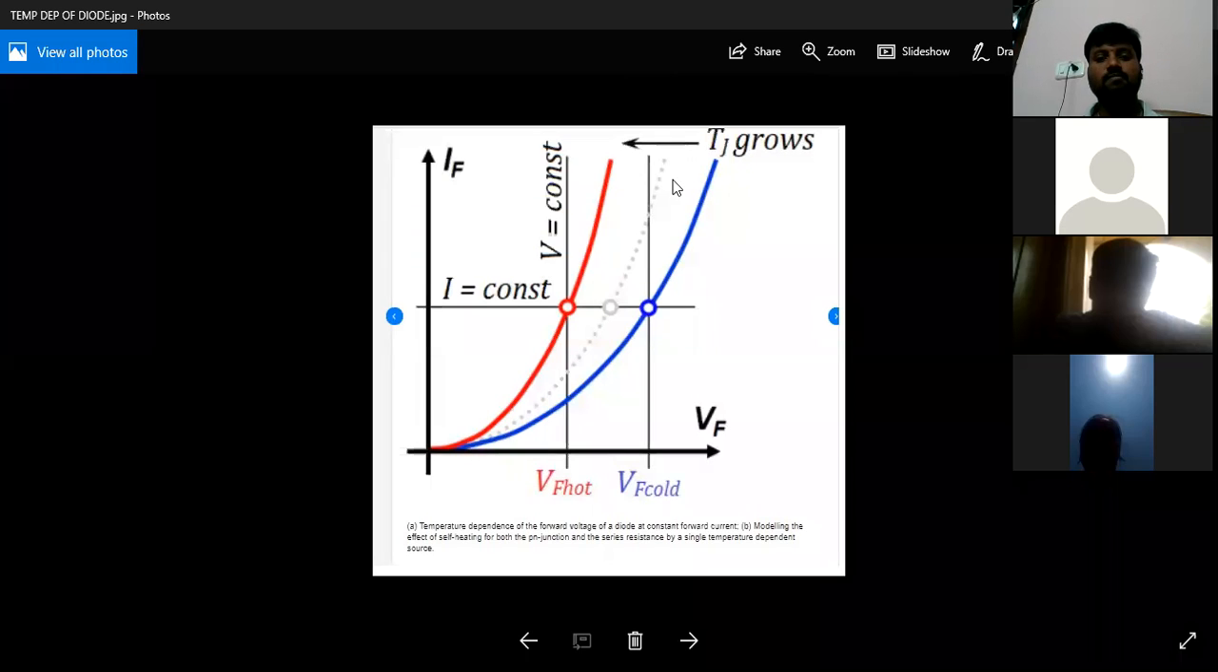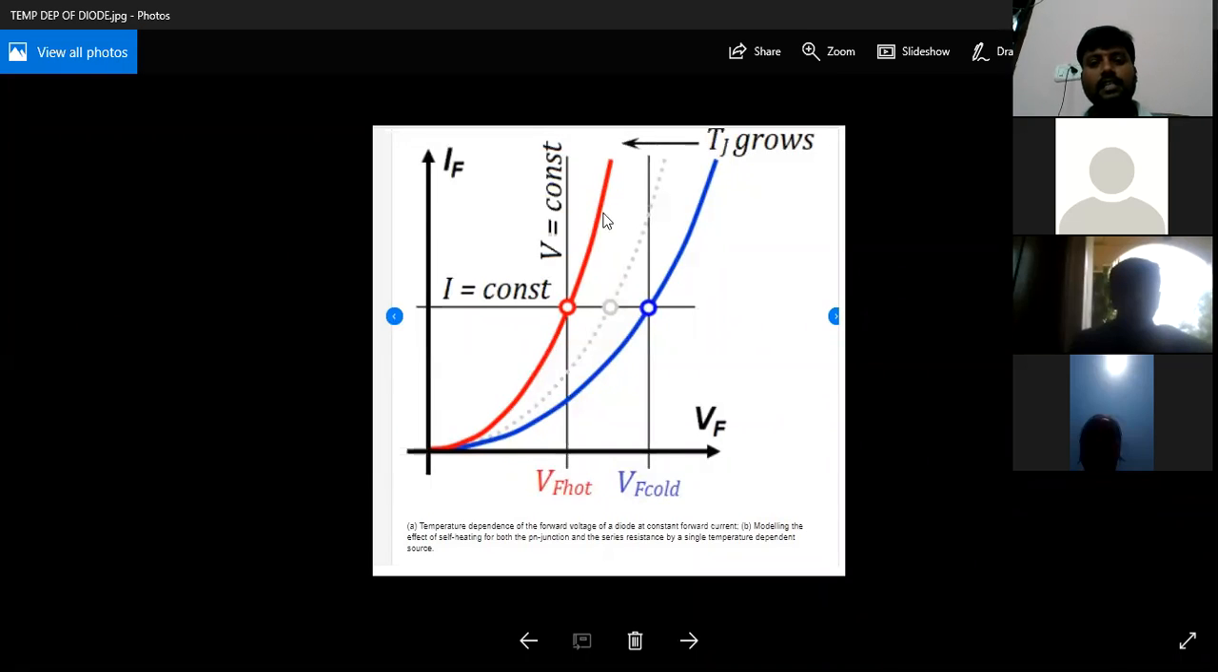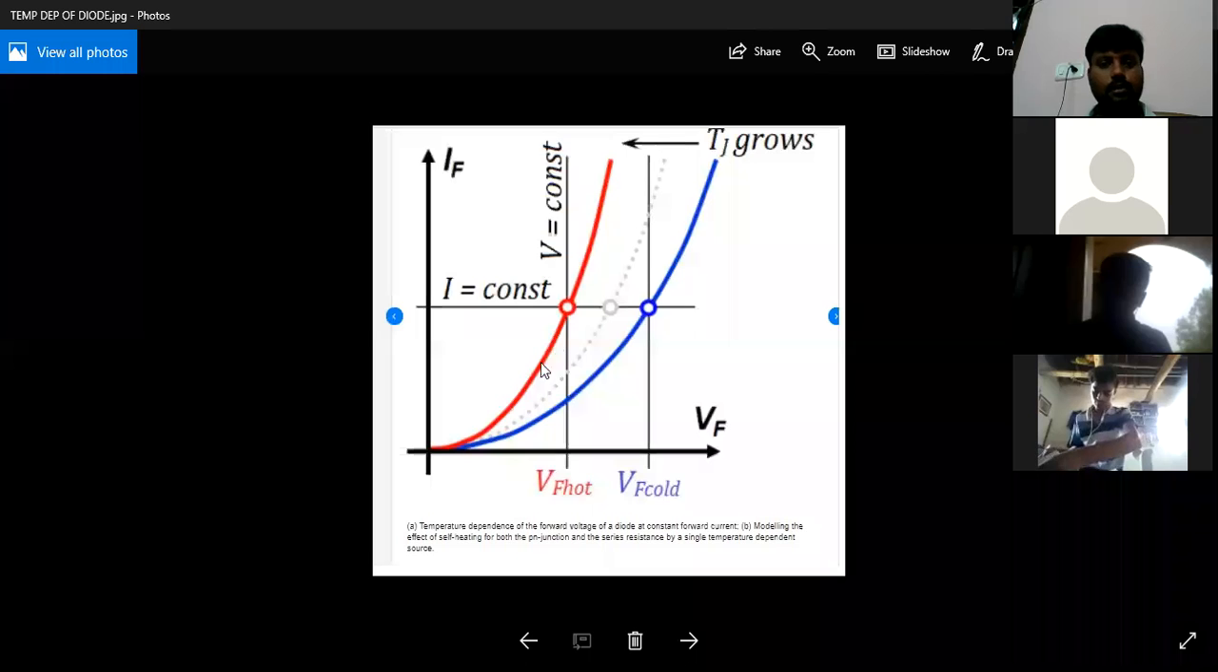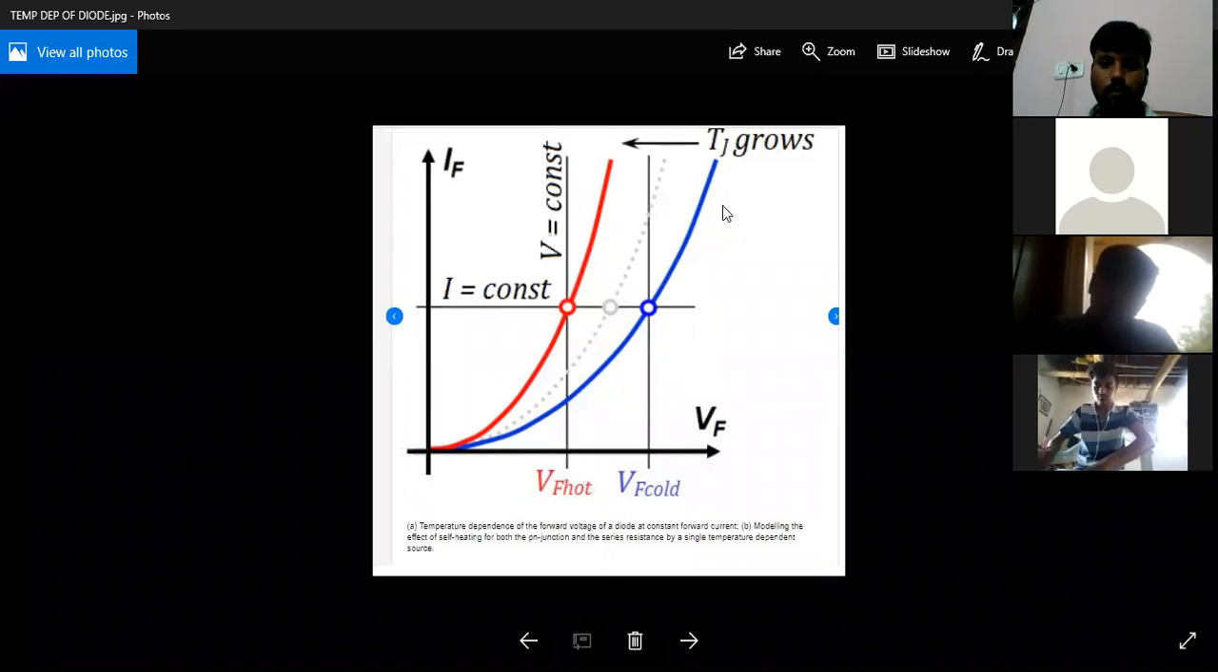No problem. See, the red curve indicates that if the diode is heated, the current is increased and the voltage is decreased. The red curve shows that the diode is at some elevated temperature, so the voltage is reduced and the current is increased. The blue curve shows that if the diode is at normal temperature, that is cold, the voltage VF is the forward voltage.